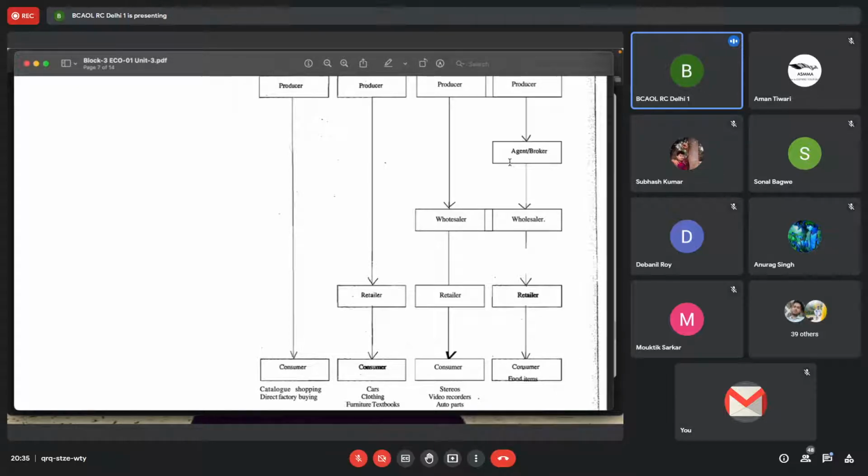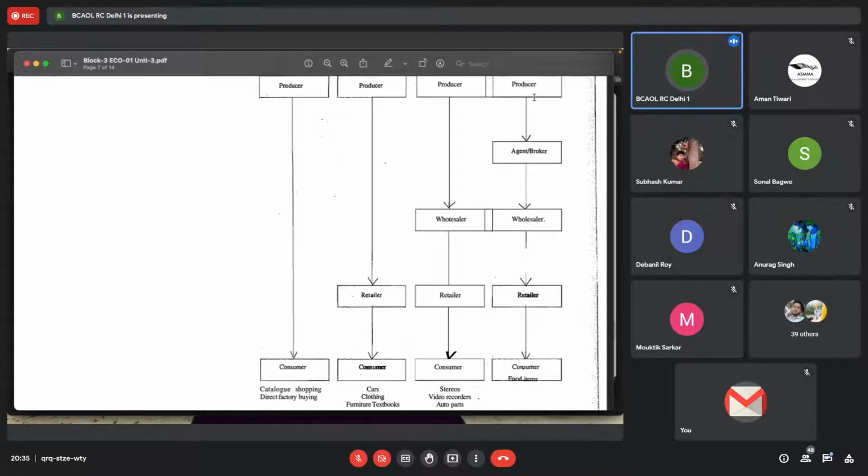Middleman इसलिए बोलते हैं because this person is in the middle of the producer and consumer. So the producer will sell it to the retailer, who will sell it to the consumer. Now the producer sells it to the wholesaler first. The wholesaler will sell it to the retailer. Now the retailer will sell it to the consumer. Okay, the electronic goods are being sold like that.